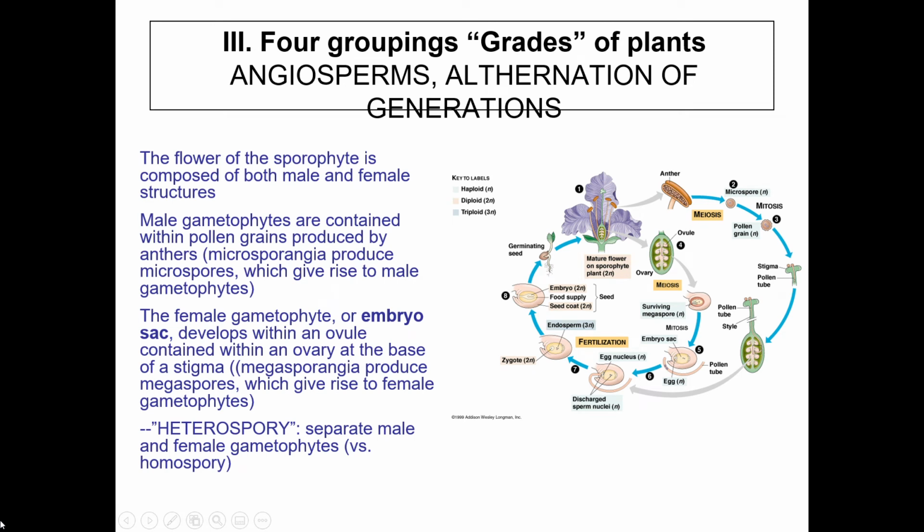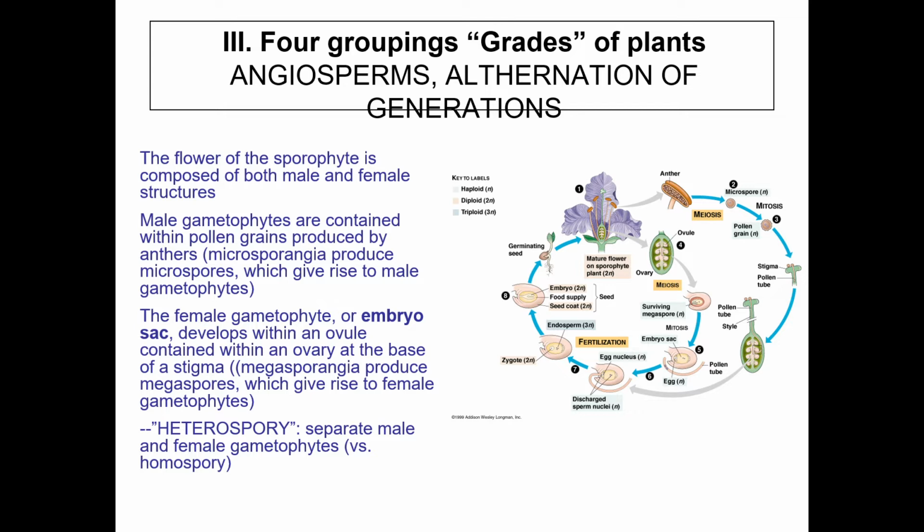The female gametophytes develop in the ovule. The flower of the sporophyte is composed of both female and male structures. There are some plants that have separate male flowers and female flowers, but for our example here, we're just going to do it this way. And just like in gymnosperms, the male gametophytes are contained within the pollen grains produced by the anthers.